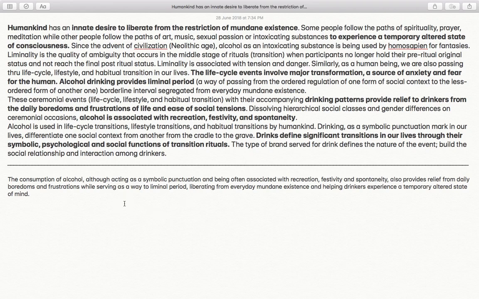The consumption of alcohol, although acting as a symbolic punctuation and being often associated with recreation, festivity, and spontaneity, also provides relief from daily boredoms and frustrations while serving as a way to limit a period, liberating from everyday mundane existence, and helping drinkers experience a temporary altered state of mind.